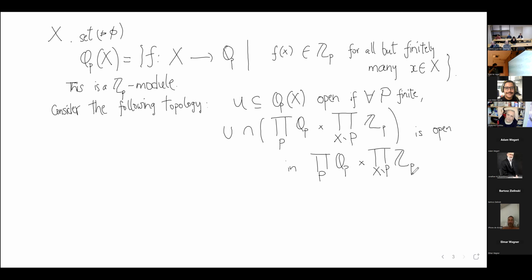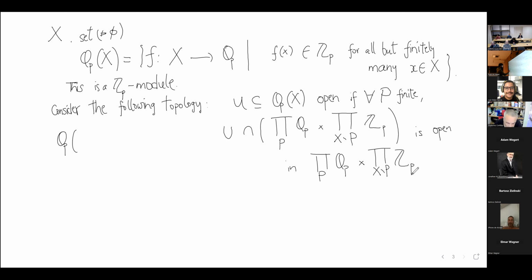Right, so this is the topology. If you know something about the Adeles, then this is how you get a locally compact topology on the Adeles. So that's where this kind of thing comes from. Now this is a topological Z_p module. And as I said, this topology is there to make it locally compact.